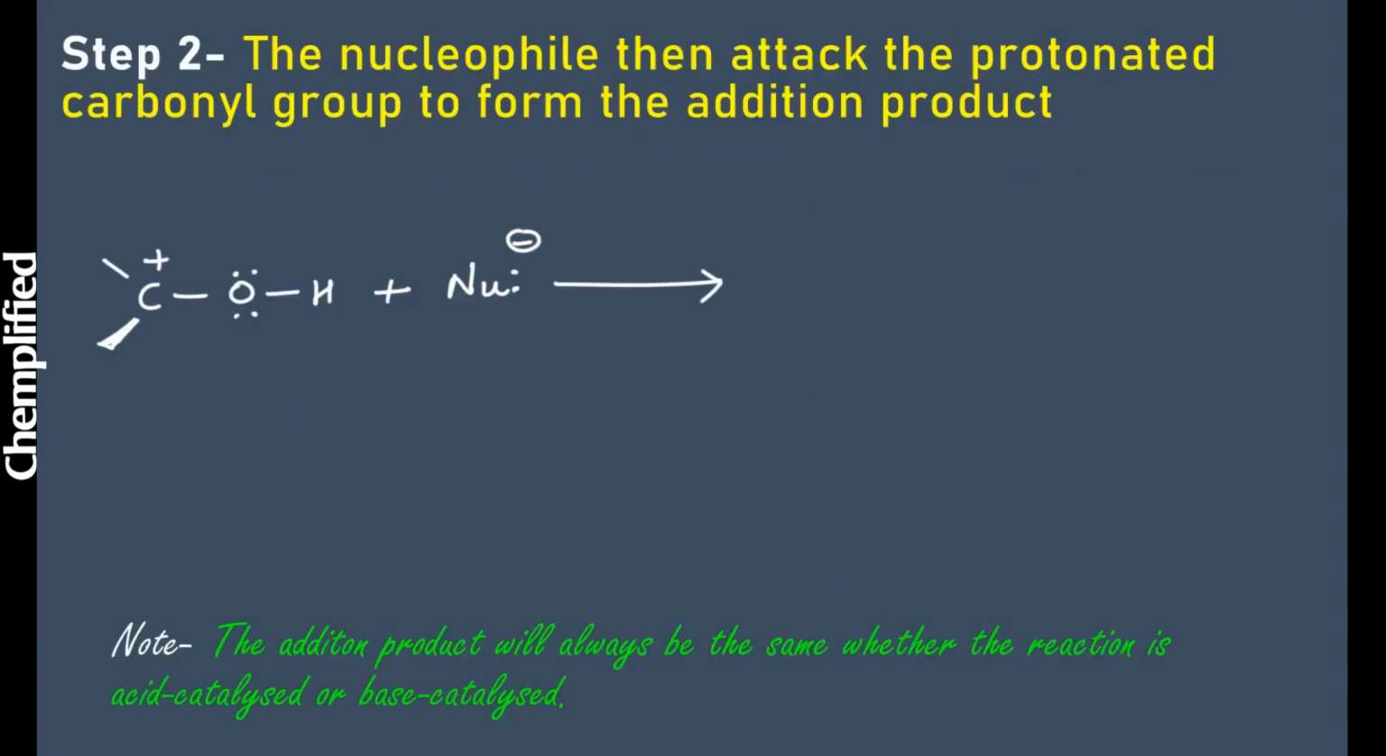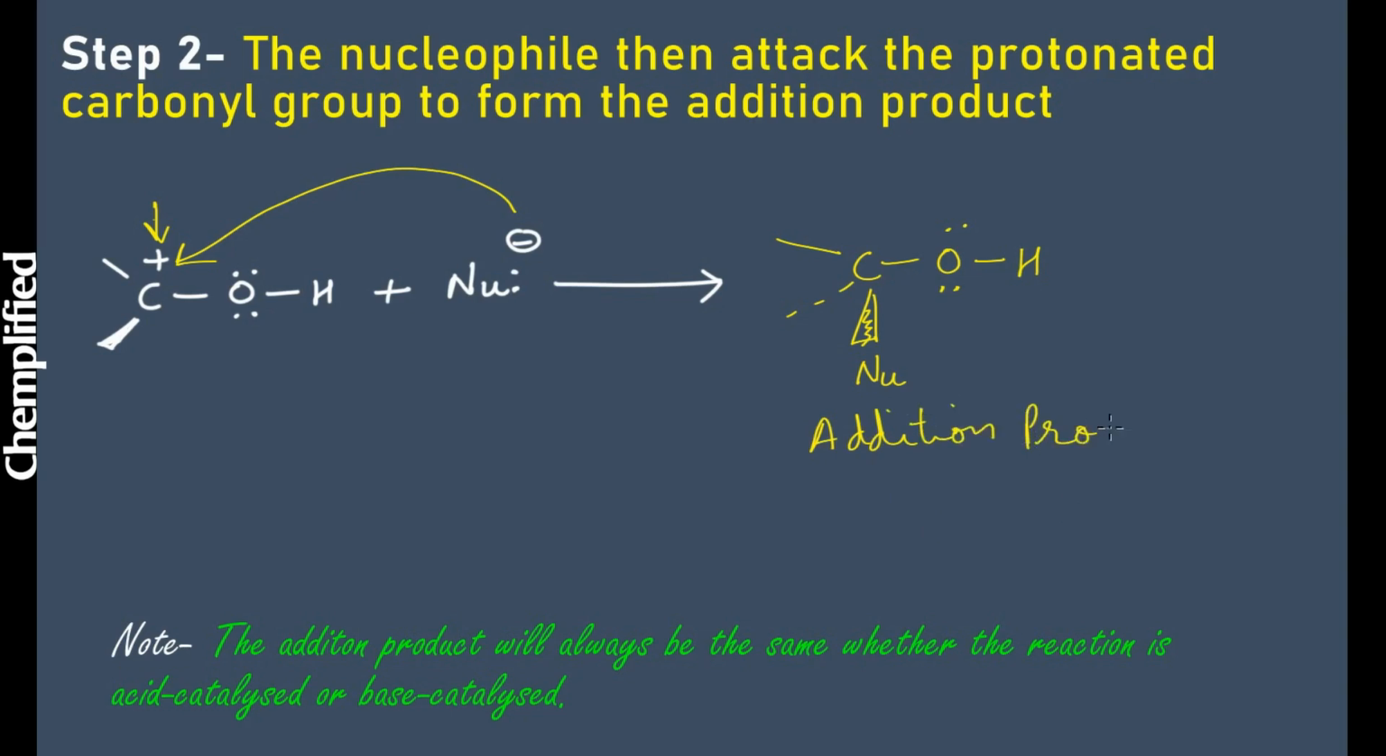Let's take a look at the second step. Now there is a positive charge, this positive charge is there. Now this nucleophile will attack the carbonyl carbon easily, and you will get the final product as this. This will be your final addition product, right? This is your final addition product in the nucleophilic addition reaction of aldehyde or ketone.